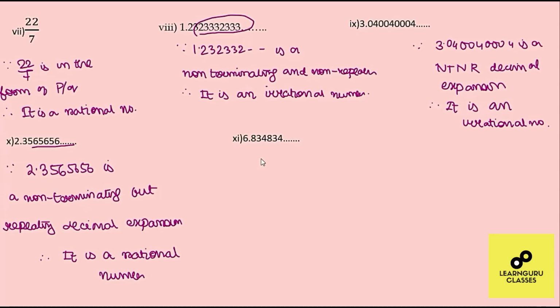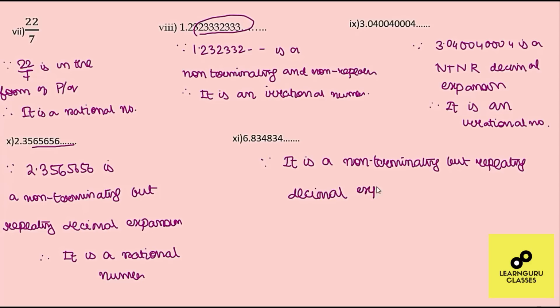Okay, next is 6.834834. So since this is also a definite sequence of numbers being followed, so since it is a non-terminating but repeating decimal expansion, therefore 6.834834 is a rational number.